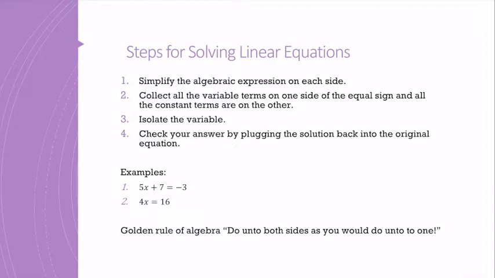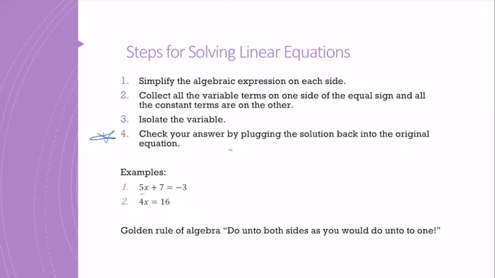First, we have to simplify our expression on each side. Next, we need to collect all of our variable terms on one side and the constant terms on the other. It doesn't matter which is on the left and which is on the right as long as they're together. Then we need to isolate our variable. Remember, we like our x's lonely. Next, we're going to check our answer. It's always a good idea to check your answer, especially on an exam, by plugging our solution back into the original equation.